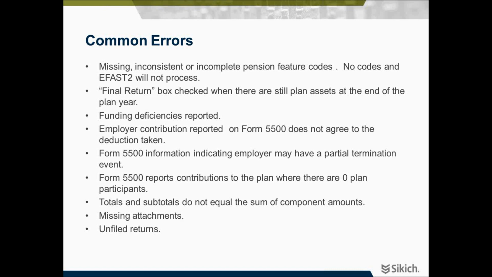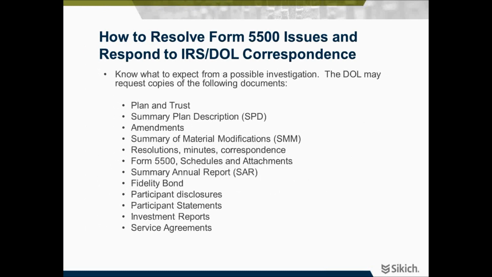A Form 5500 that has information, and we talked about participant counts earlier, that seems to indicate that there's a partial termination event. That would be a red flag. A Form 5500 that reports contributions to the plan, and yet there's no participants. That would be a red flag. Totals and subtotals that don't equal the sum of all the component amounts, that's a problem. So any missing attachments, any unfiled returns, these are the things that come up quite frequently.